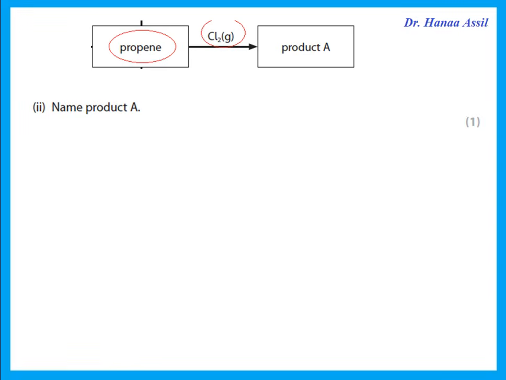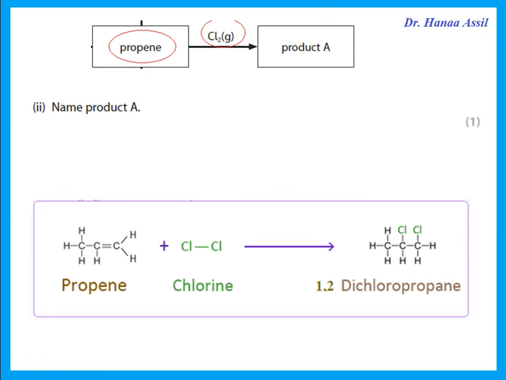Name product A. Where is product A? This is propene reacting with chlorine. So if you look at propene plus chlorine, remember this is an addition reaction. Alkenes react with halogens so that the double bond opens up and you put Cl and Cl on the 2 carbons that had the double bond. This is an addition reaction of the halogen. So he's saying name the product. The product would be 1,2-dichloropropane.